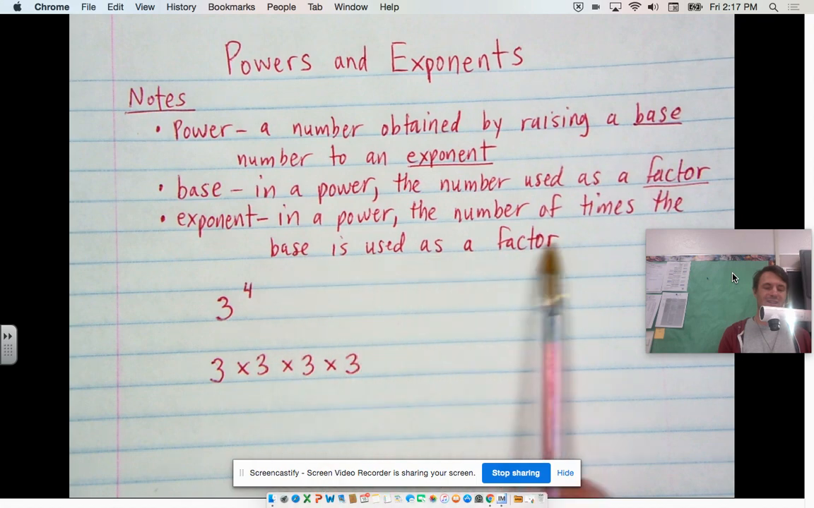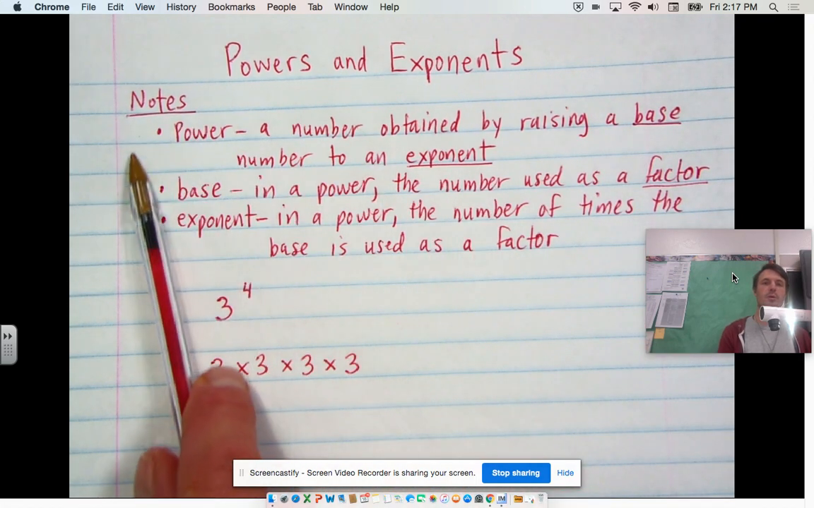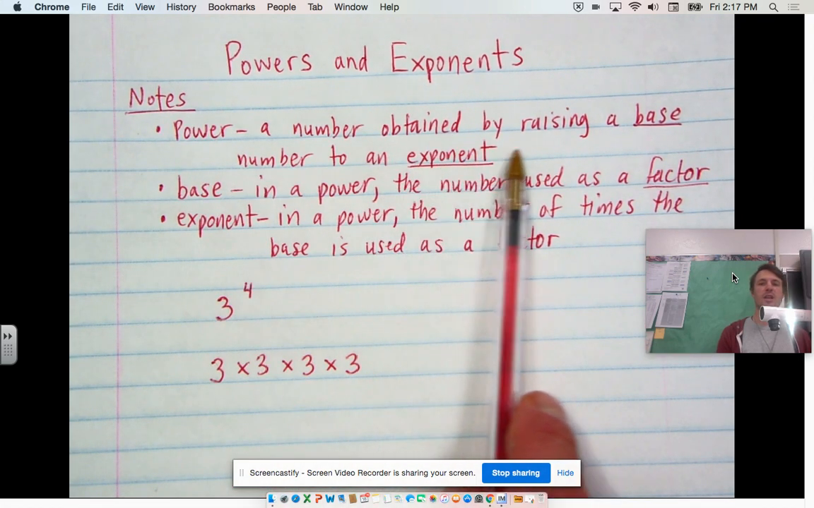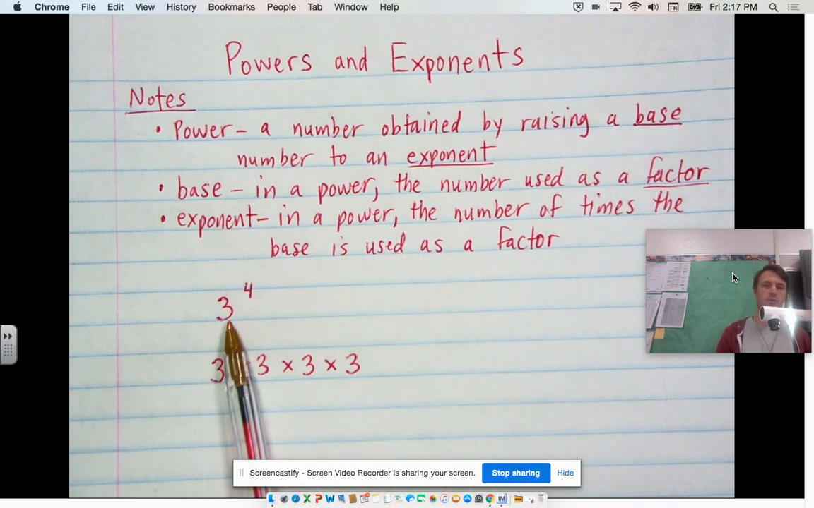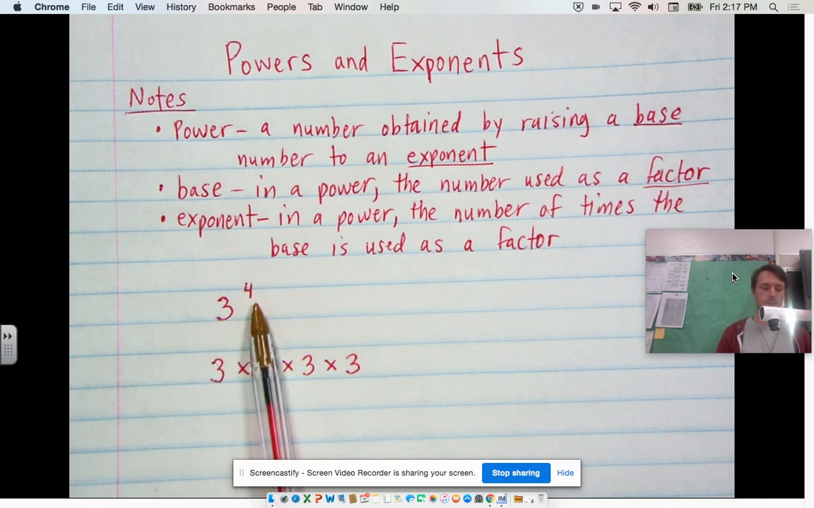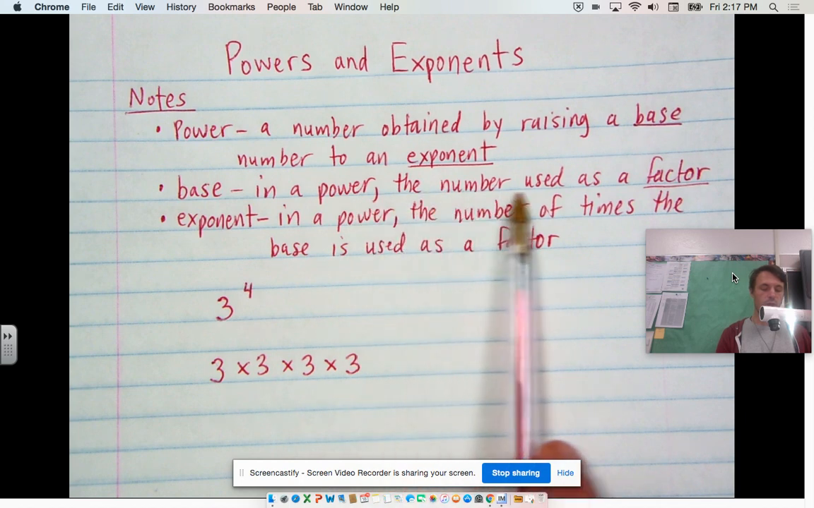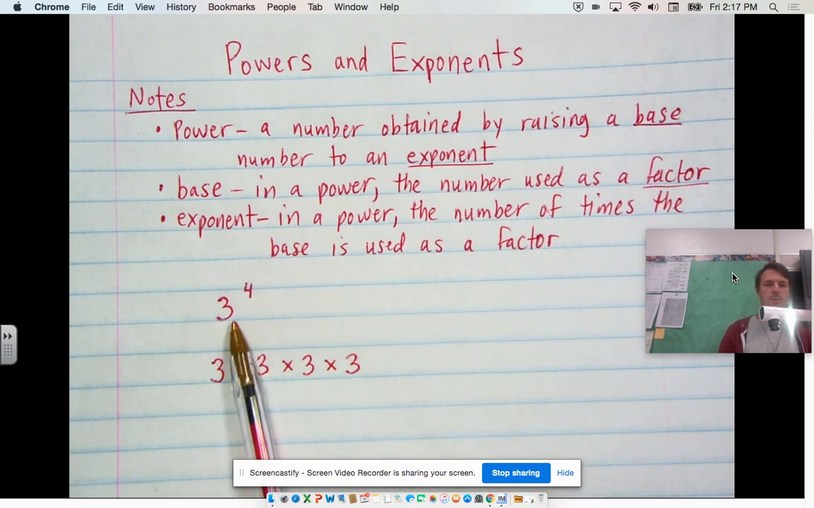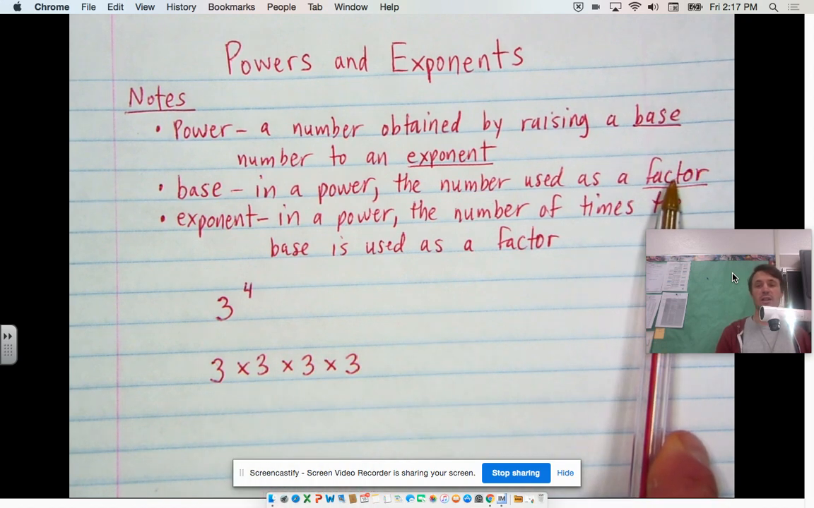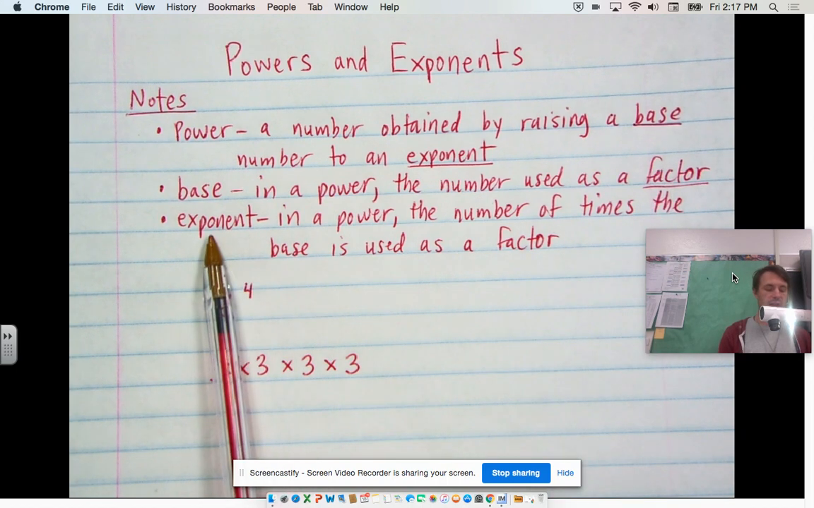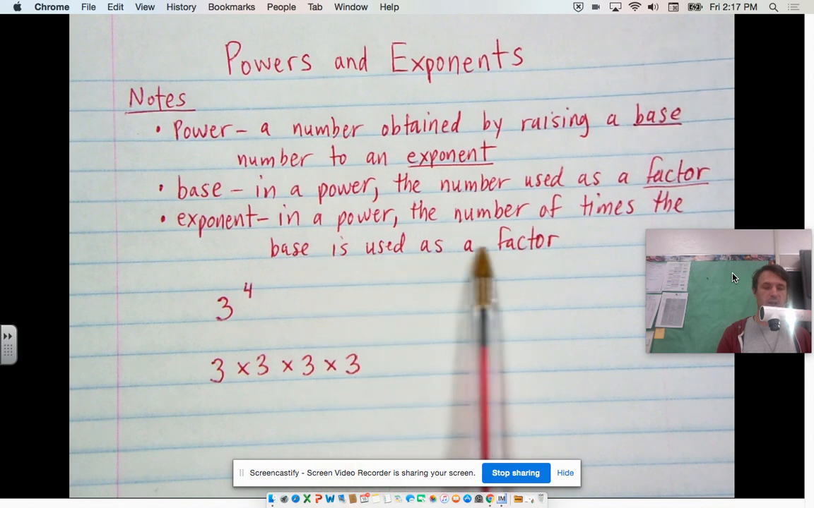So now these definitions hopefully make a little bit more sense. Power, a number obtained by raising a base number to an exponent. So we raise the number 3 to the fourth power. It means we multiply 3 by itself 4 times. Base, in a power, the number used as a factor. So the 3 is the base because that's the number that we multiply with. So that's the number used as a factor because a factor is a number that you multiply by another number. And then exponent, the number of times the base is used as a factor.